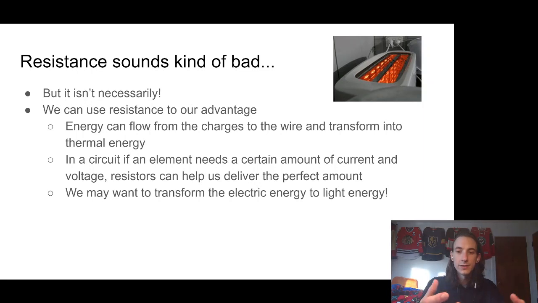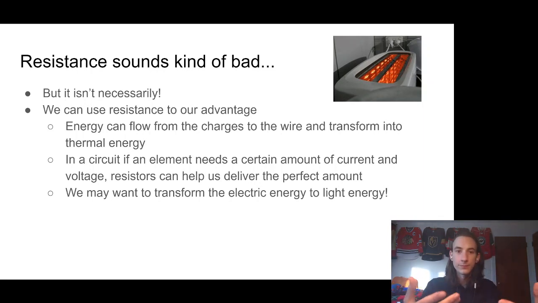So we said, okay, these charged particles, when they're coming out of a battery, will have electric potential energy. We can actually use that electric potential energy through this resistance. We can have energy flowing from charges to the wire, and we can use this electric potential energy as thermal energy. Like here's an example of a toaster up here. We're taking this electric potential energy, and through resistance, we're turning it into thermal energy.